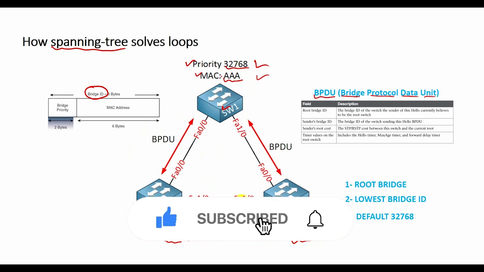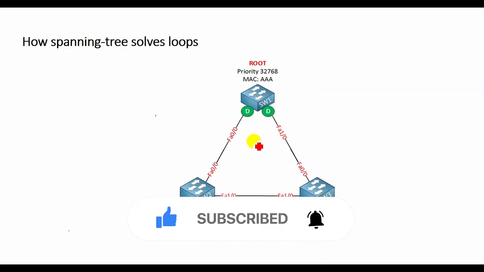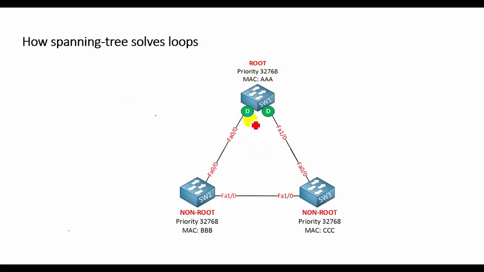So, who will become the root bridge? See the bridge ID? Lowest bridge ID is the best one. In our example, switch 1 will become the root bridge. Priority and MAC address make up the bridge ID. Since the priority is the same on all switches, it will be the MAC address that is the tiebreaker. Switch 1 has the lowest MAC address, thus the best bridge ID, and will become the root bridge.